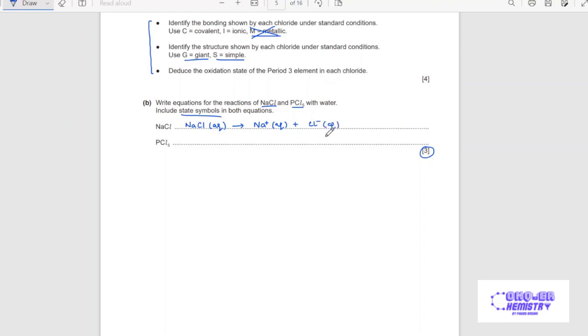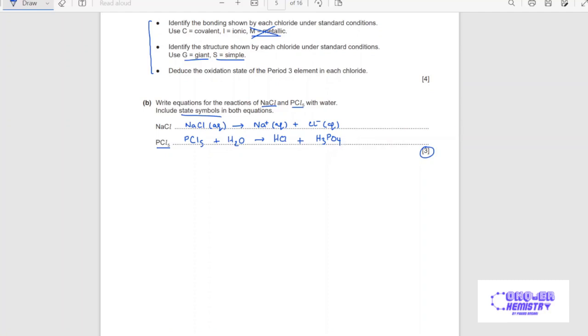Easy peasy. All right. Now for PCl5 and all the covalent chlorides for period 3, you have to remember that they don't just dissolve in water. They react with the water and they form an acidic solution. It could be one acid or it could be a mixture of 2 acids, all right? Now, PCl5, when it reacts with water, it's going to give us 2 acids. One is HCl, hydrochloric acid, and the other is going to be phosphoric acid, H3PO4, right?